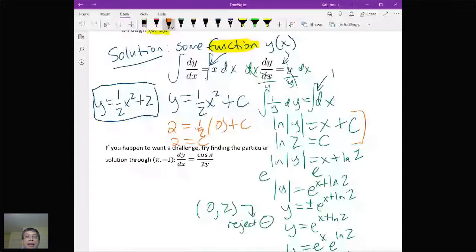Then I used the fact that the point it passes through is (0, 2). I know that the equation I end up with has to satisfy the condition that it passes through (0, 2). So I can substitute 0 in for x and 2 in for y, and then solve for c. So hopefully that makes sense.